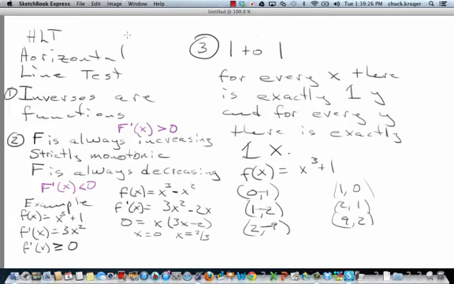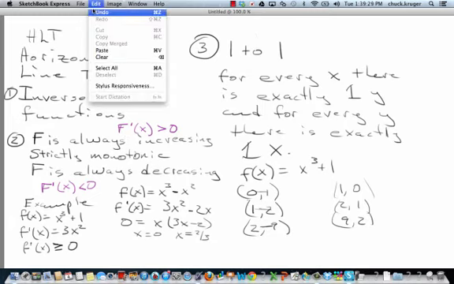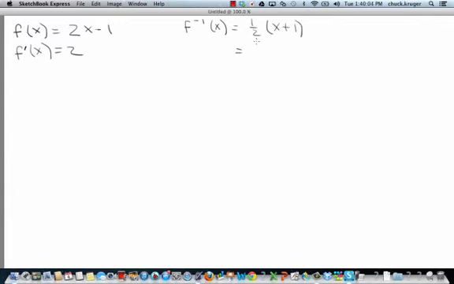All right. The last particular thing I want to talk about in these notes, and I know these notes are getting long, but just bear with me. I want to look at f of x equals 2x minus 1, and I want to look at its derivative. In this case, its derivative is 2. And over here, I'm going to look at its inverse. Its inverse is 1/2 x plus 1, which is the same as 1/2 x plus 1/2.